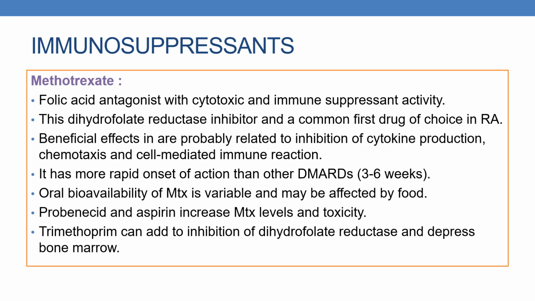Now, coming to DMARDs, the first class of drugs are immunosuppressants. The first drug is methotrexate. It is a folic acid antagonist with cytotoxic and immunosuppressant activity. It is specifically a dihydrofolate reductase inhibitor and a common first line of choice in rheumatoid arthritis.